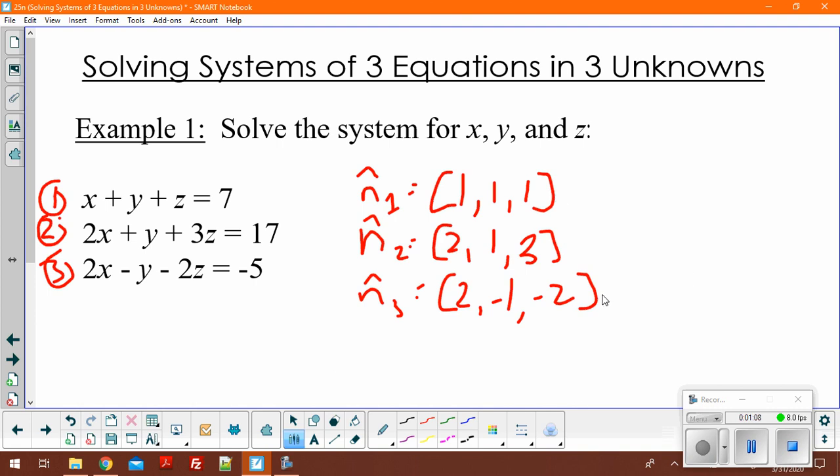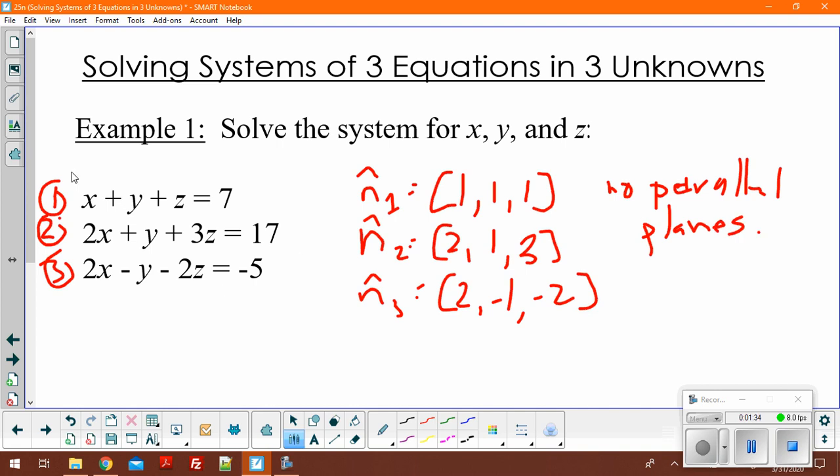Having a quick look at these, they're clearly not scalar multiples of each other. This one is 1, 1, 1, so I'd have to have the same number 3 times in a row. These both have a 2, and the other numbers don't match. So it's not type 1, it's not type 2. So no parallel planes.